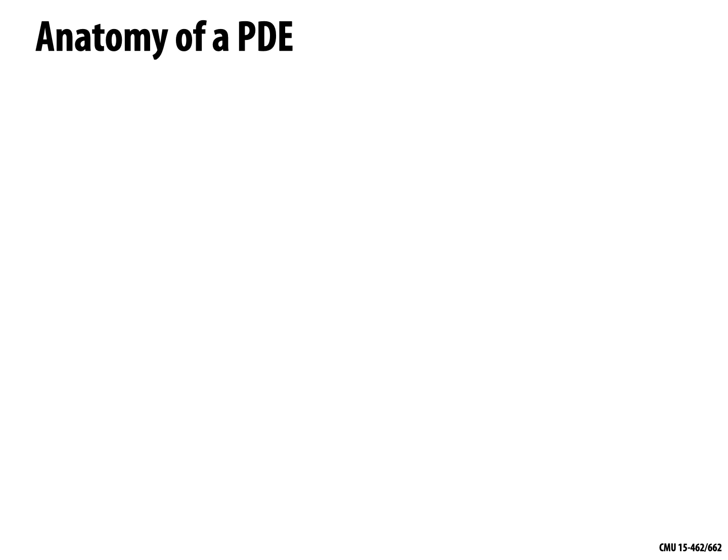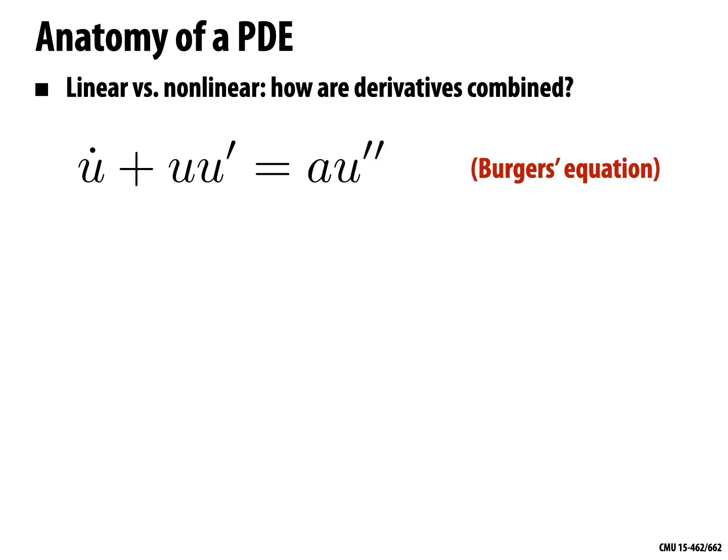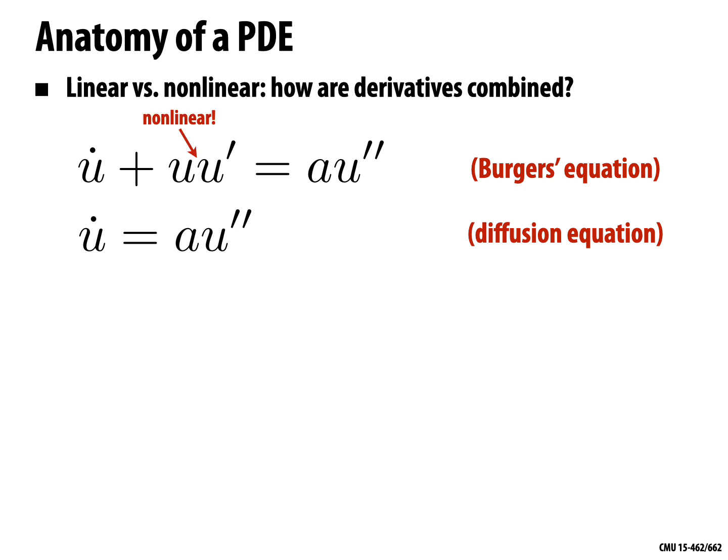So one very basic question you could ask about a PDE is, is it linear or is it nonlinear? How are derivatives combined? So for instance, we have this Burgers' equation and we have, let's say, the diffusion equation, something that looks similar to the wave equation. Right? Which one of these is linear? Which one is nonlinear? Well, generally, we're going to say that if we have things like the function being multiplied by itself or multiplied by one of its derivatives, or you push the function through some function like sine or cosine or whatever, then this is a nonlinear equation.